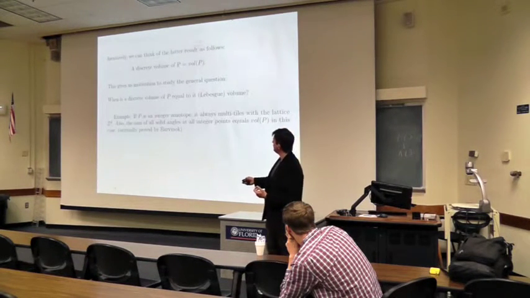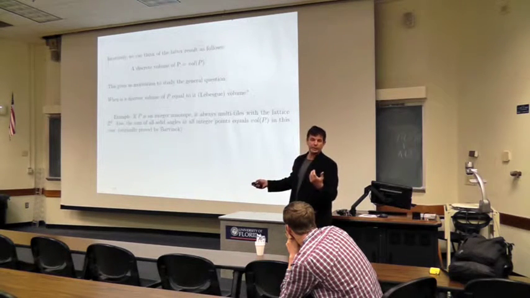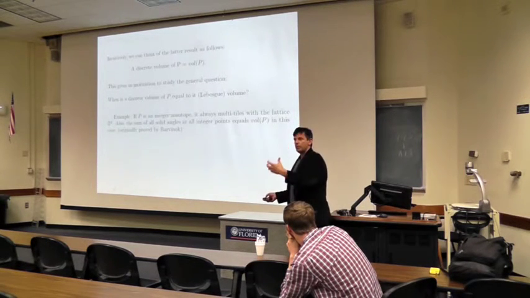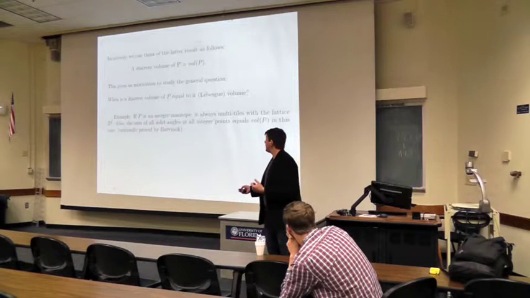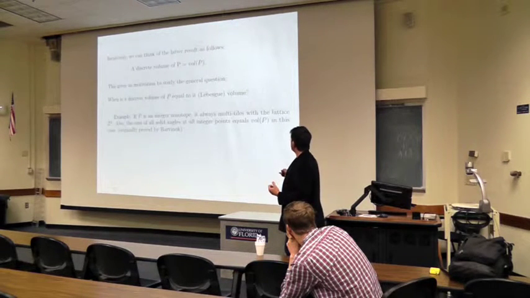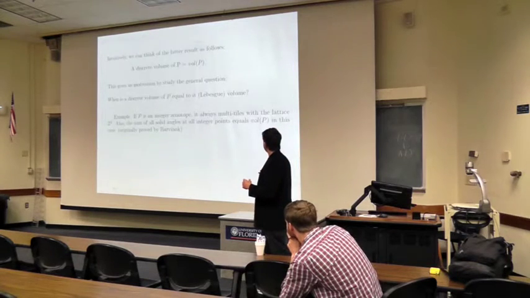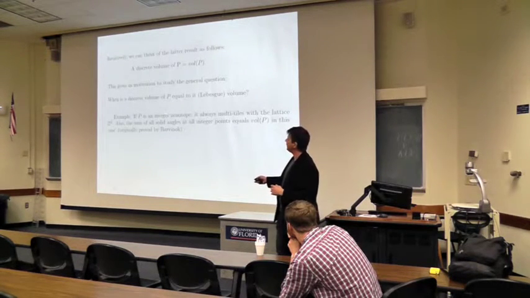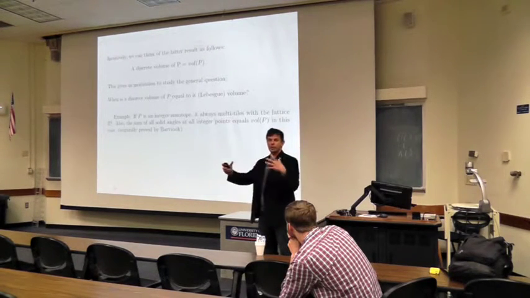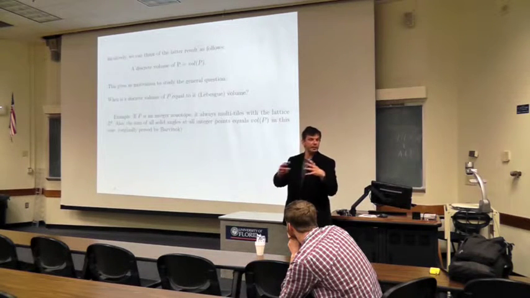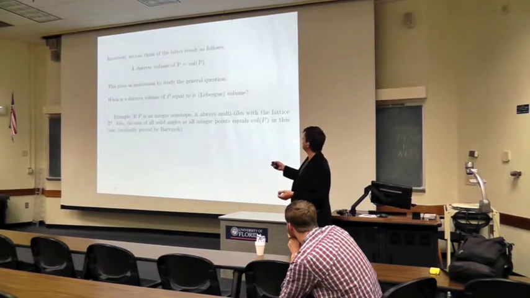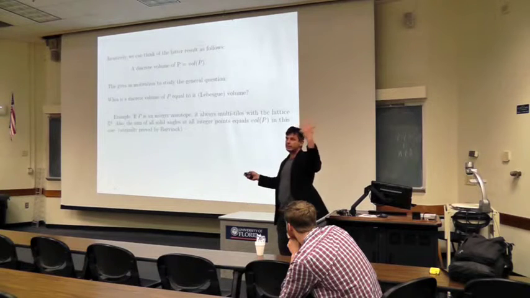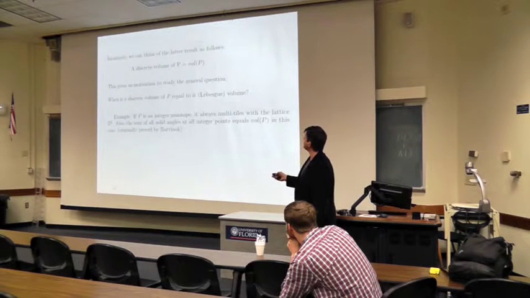And for example, if P is an integer zonotope, if you know what a zonotope is, it's just the projection of a d-dimensional cube to a lower dimension, it always multitiles with the lattice, and the sum of the solid angles at the integer points in fact equals the volume. So this is a nice example, and integer zonotopes are very rich. It's a nice infinite class of examples for which this holds, and the previous theorems hold.